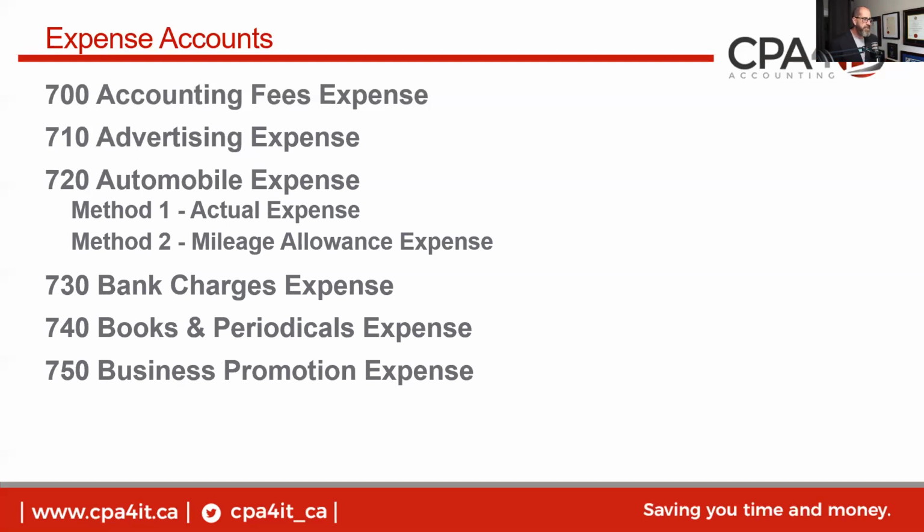Next is business promotion, account 750, sometimes referred to as meals and entertainment. So meals and entertainment / business promotion is meant to track those meals and entertainment that you are having on an everyday basis. Now, the requirement for deducting meals and entertainment is not that you ate a meal, it is that you are promoting your business.